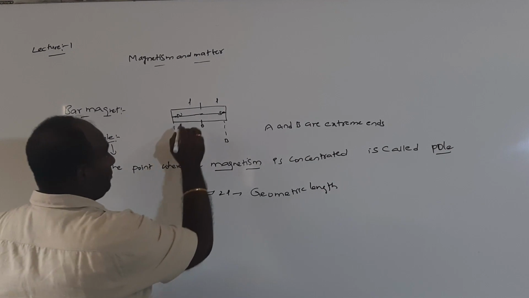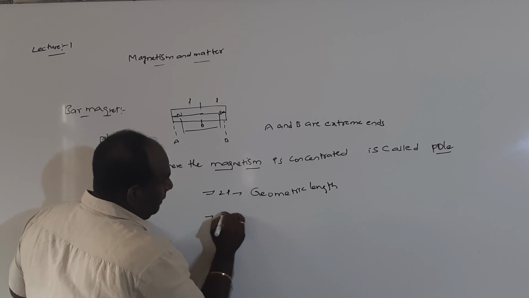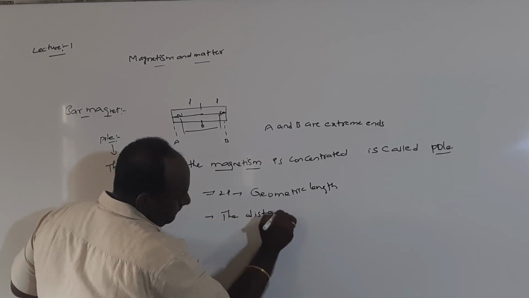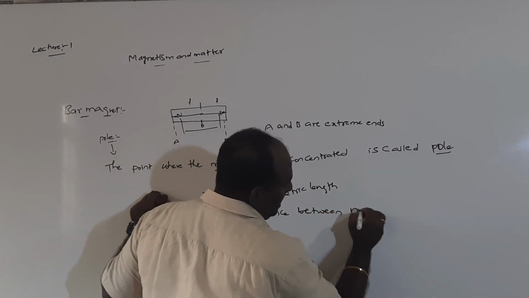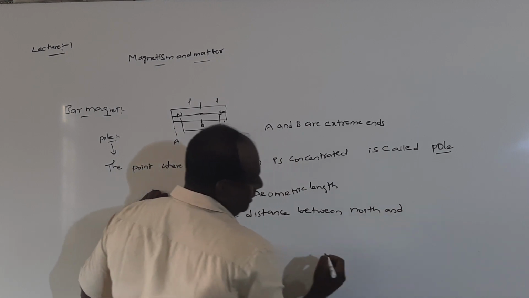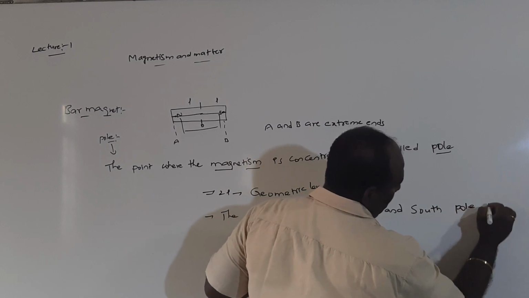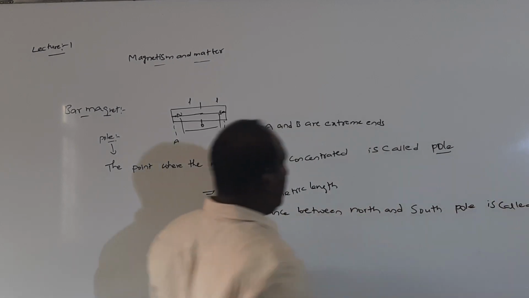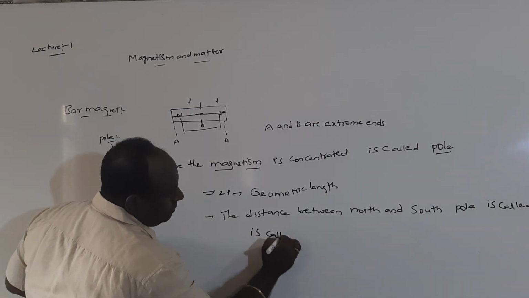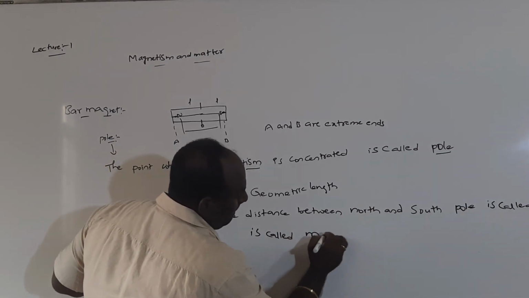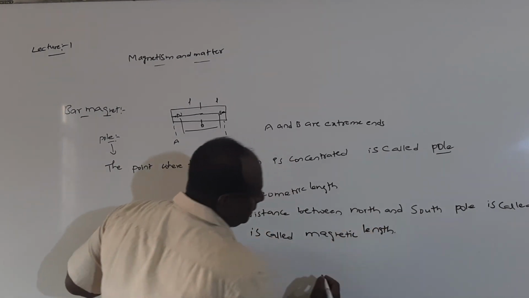L is known as geometric length. The distance between north and south pole is called magnetic length. The magnitude of magnetic length, I am going to write this.